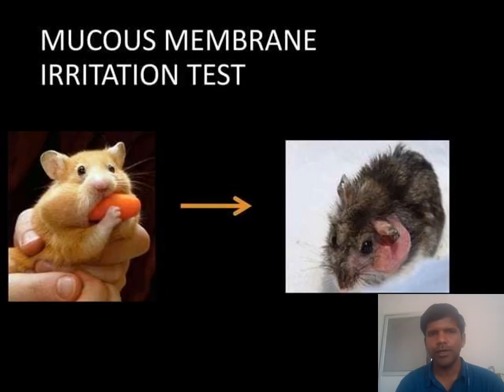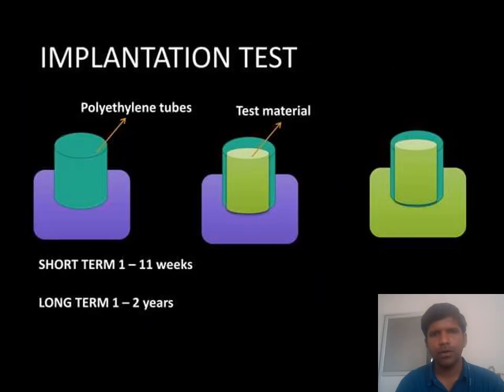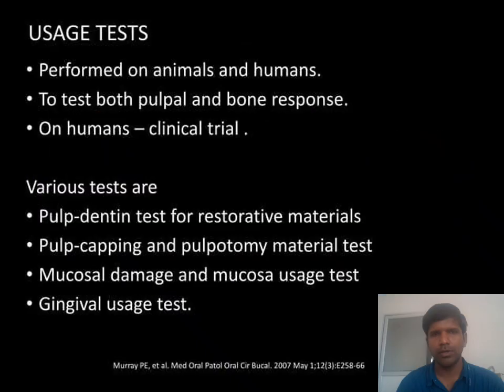Coming to mucous membrane irritation tests, we also do skin sensitization tests where we use dermatol on the skin of the animals, and also implantation tests are used. In case of implantation tests, polyethylene tubes are used and the test material is placed inside it. In case of short-term implantation, it is placed for 1 to 11 weeks, and in case of long-term implantation, 1 to 2 years, the material is placed inside the animal body.